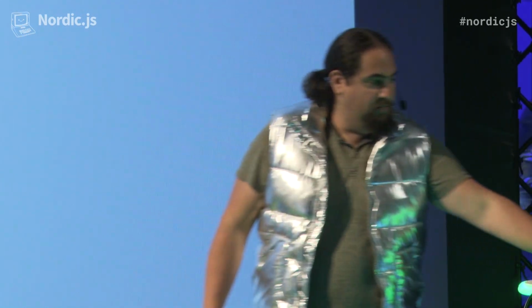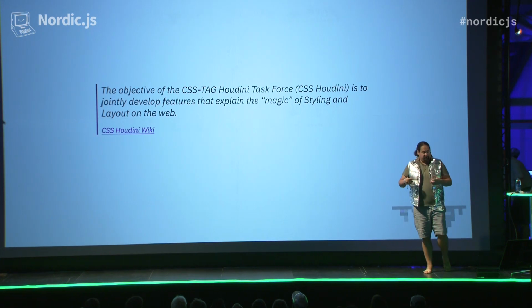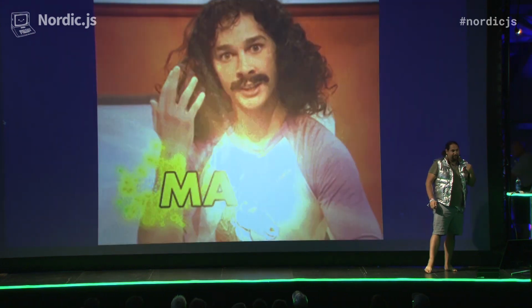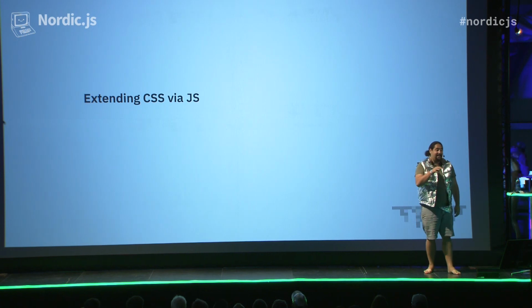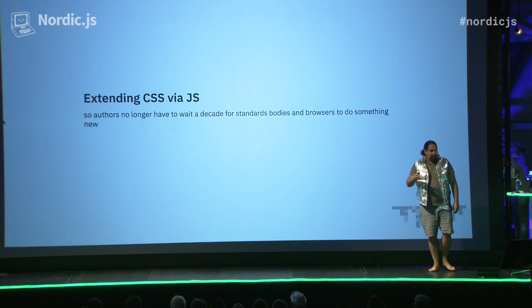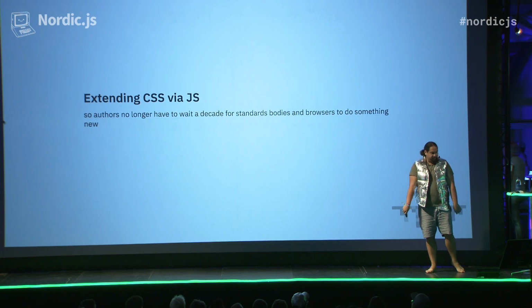First question, what is Houdini? It's a pretty good question. It's not a magician. Houdini is actually a CSS task force, and the objective of the CSS Houdini Task Force is to jointly develop features that explain the magic of styling and layout on the web. Practically, though, what does that mean? Well, it means actually extending CSS via JavaScript so that authors no longer need to wait years for standards bodies to actually do something and get new things shipped to browsers.